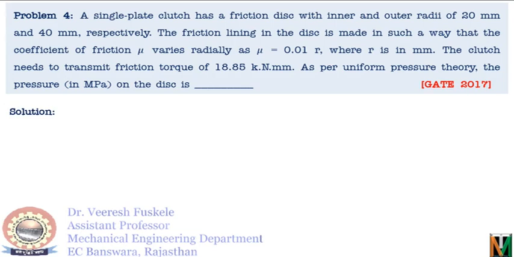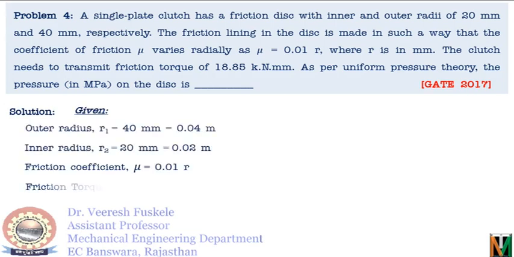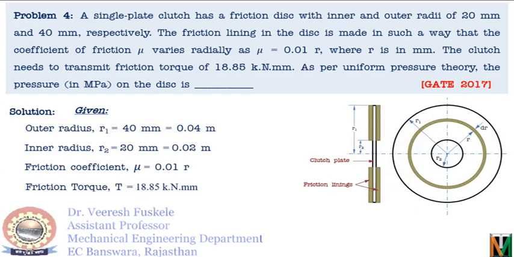Parameters are as follows. Outer radius is 40 mm, inner radius is 20 mm, and mu is equal to 0.01 R. So friction coefficient is dependent on the radius. Frictional torque T is equal to 18.85 kilonewton millimeter. So this is the problem and we have to find the value of pressure P.